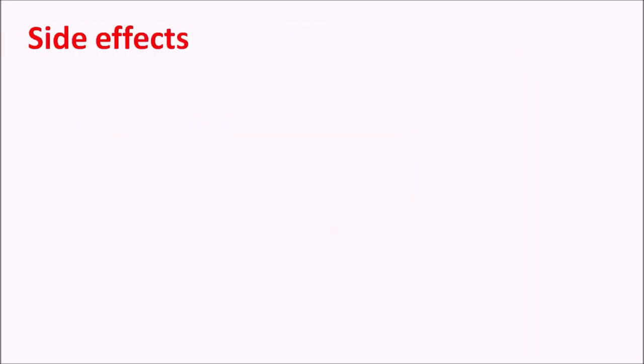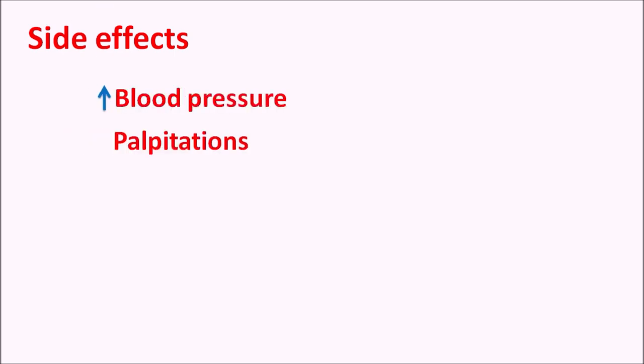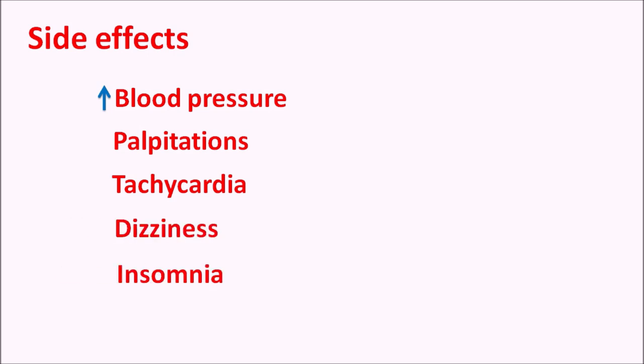What are the side effects? The important side effect of phentermine is on the blood pressure, so it can increase the blood pressure, resulting in hypertension, and it can also produce some palpitations, awareness of heartbeat, tachycardia, increased heart rate. It can produce some central side effects such as dizziness, some insomnia, lack of sleep.